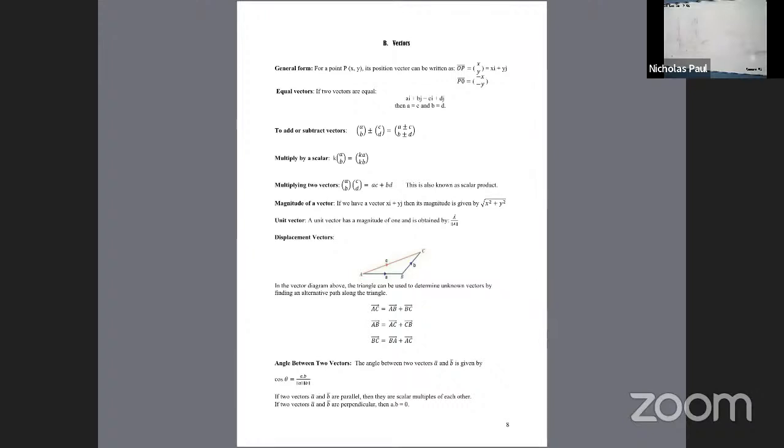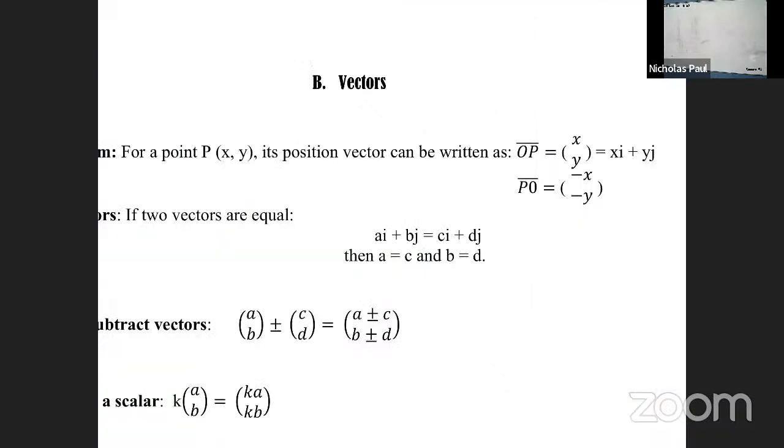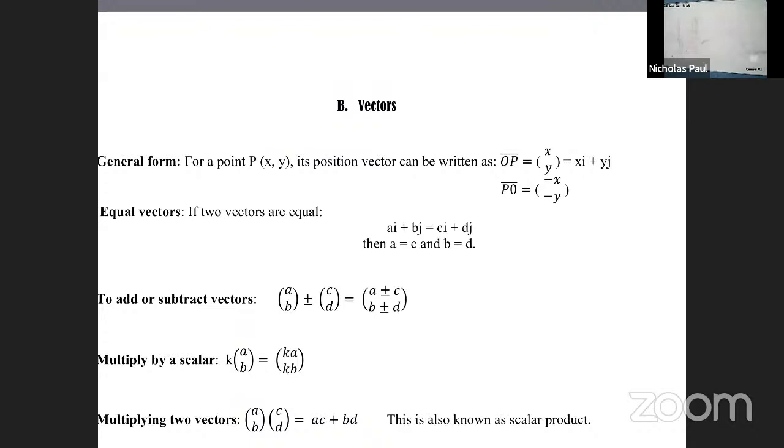All right, let's go. So some of the things that you would have looked at there in the video: we took a look at vectors, writing them in terms of i and j.